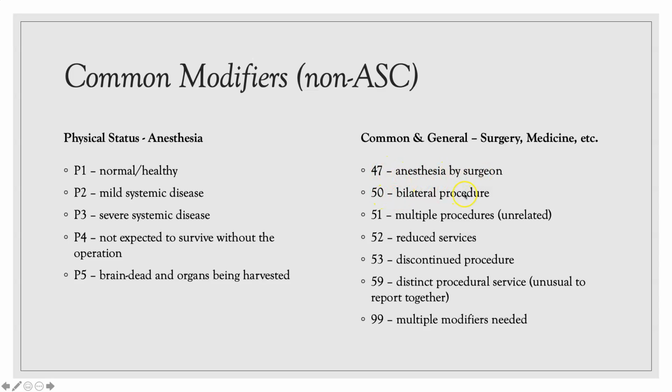We talked about bilateral procedure. 51, there are multiple procedures, but they must be unrelated. Let's say this patient had to have some things done on both their upper GI system and their lower GI system at the same time, but they're unrelated. You would use a modifier 51 to indicate that there were multiple procedures performed, but they were unrelated to one another.